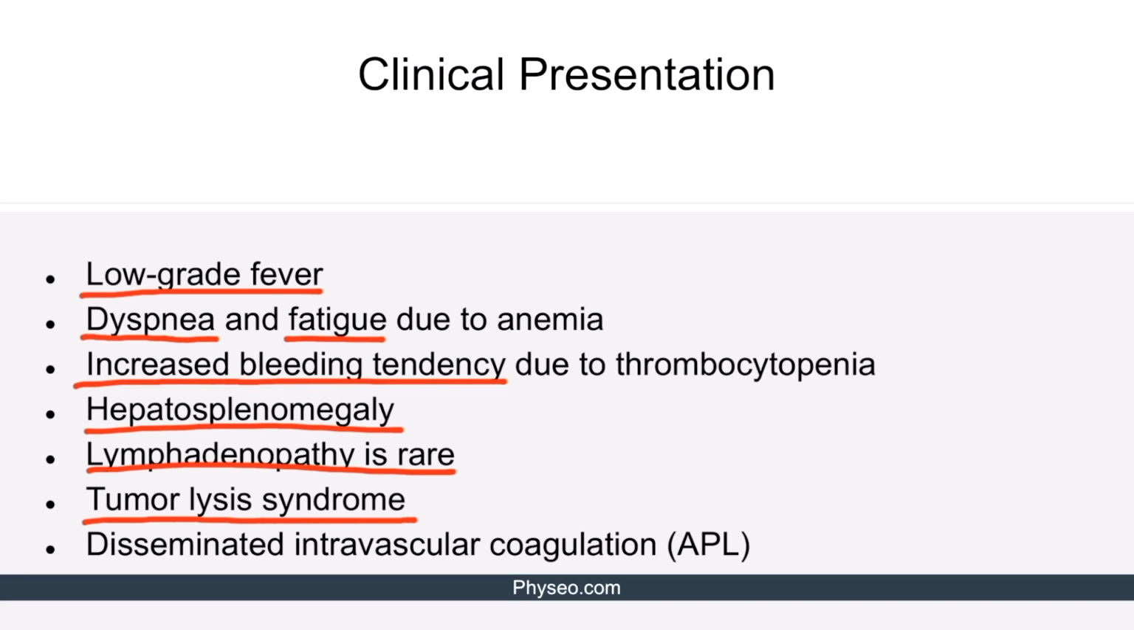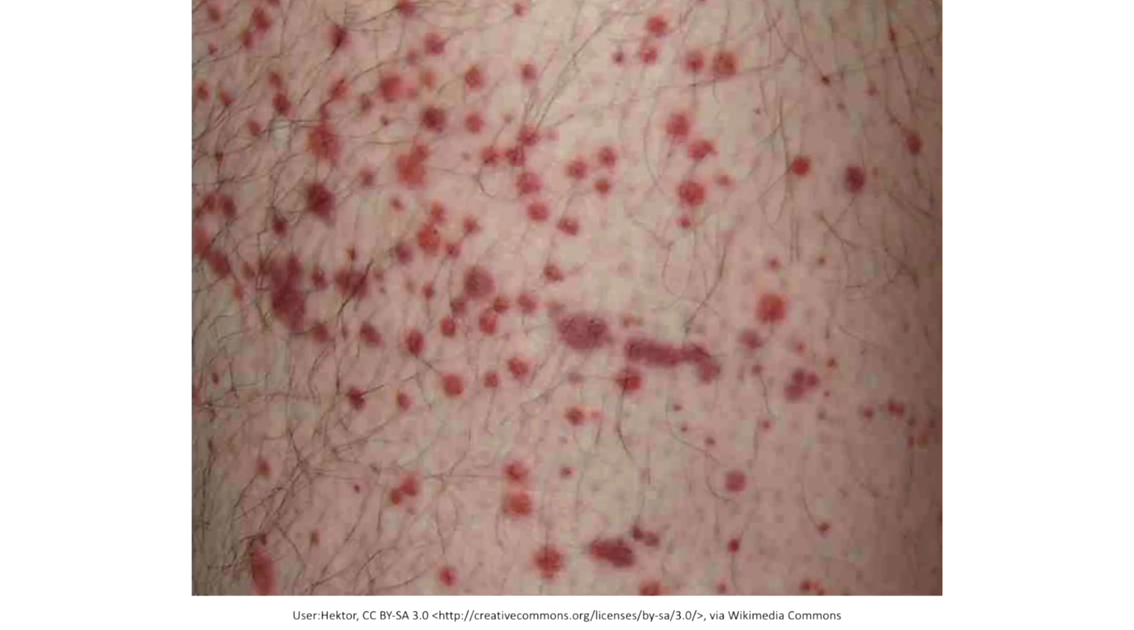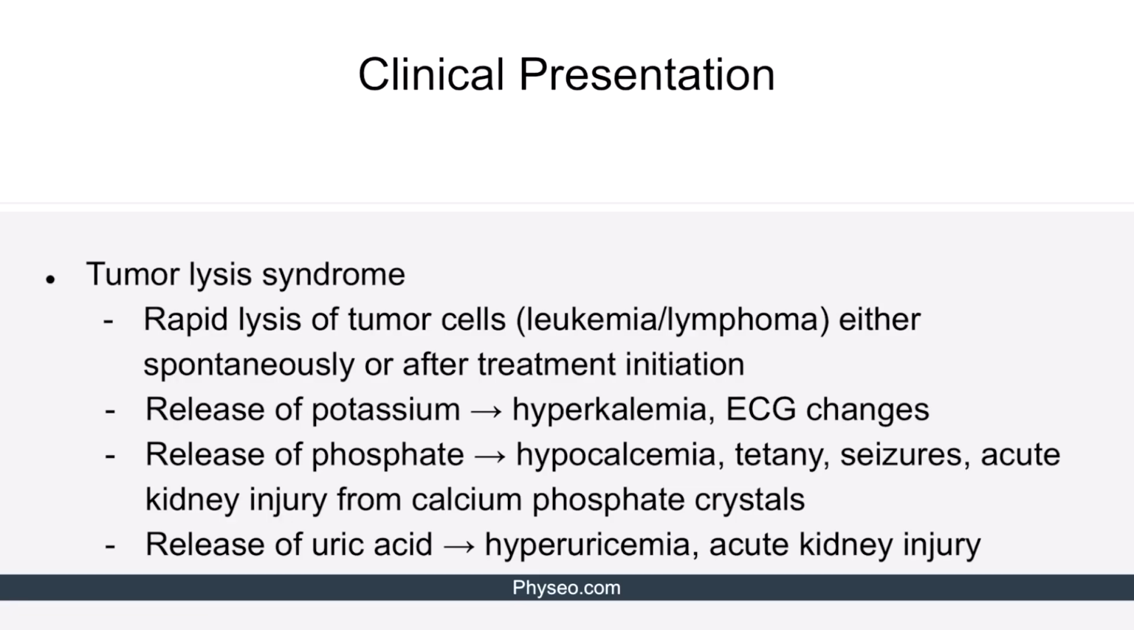AML can cause tumor lysis syndrome due to an intense cell turnover. Finally, APL can present with DIC. I'll explain the mechanism behind this concept once we talk about the blood smear findings in APL. Starting slide 19. This is an image showing petechiae of a patient's body, and this is most commonly caused by thrombocytopenia, which can be secondary to AML.